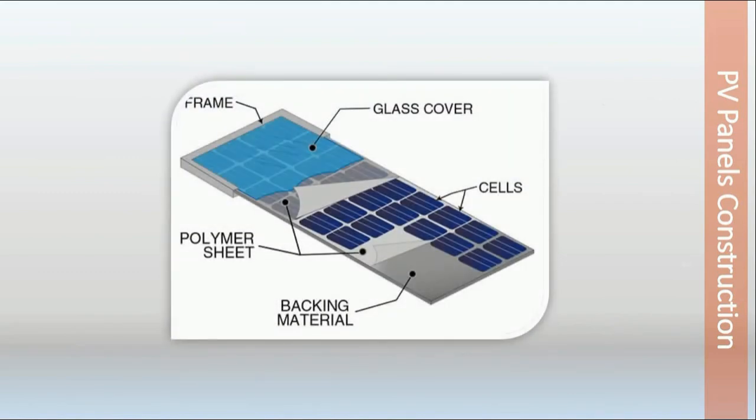So most PV panels have the same construction. We have the frame, and we have the glass cover, and then we have polymer sheets at the front and back of the solar cells, and then we have the backing material.